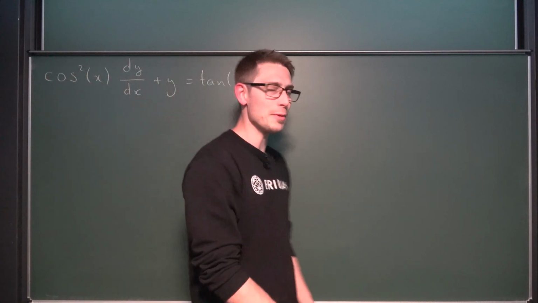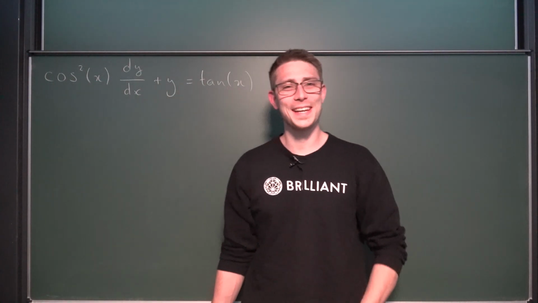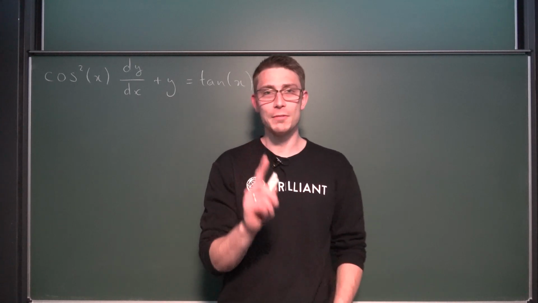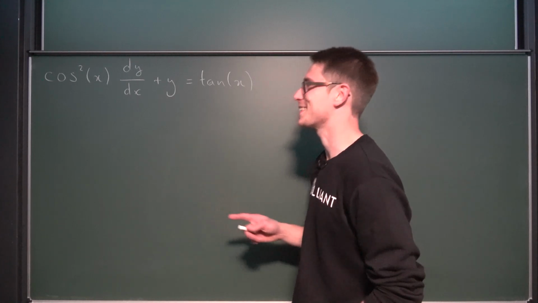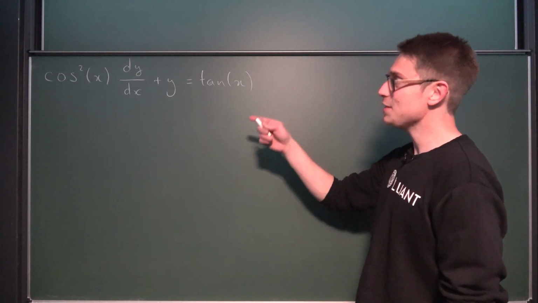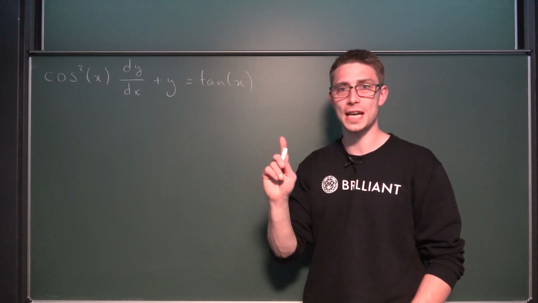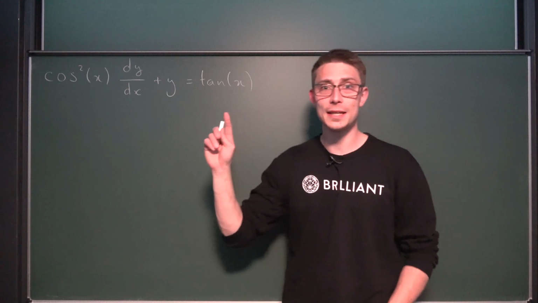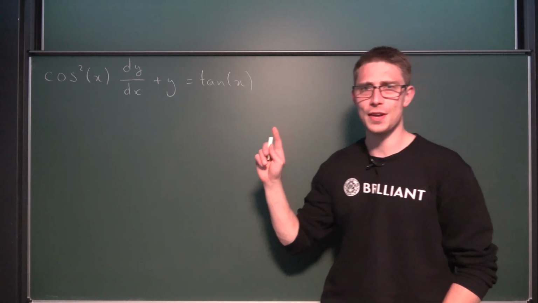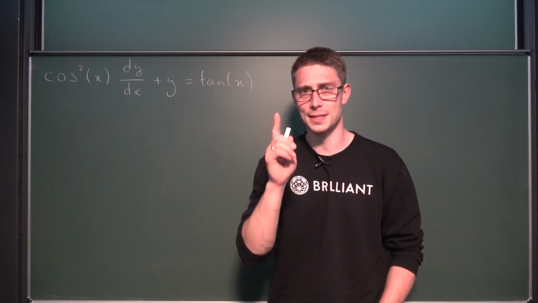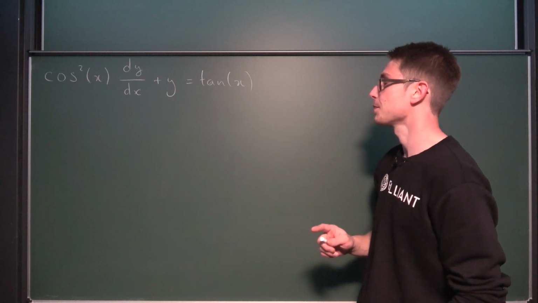Good morning, fellow mathematicians, welcome back to another video. And I have a feeling that you are gonna like this one today. A diffy q: cosine squared times y prime plus y is equal to tangent of x. This right here is a JEE question, and I think it was from last year's JEE Advanced.